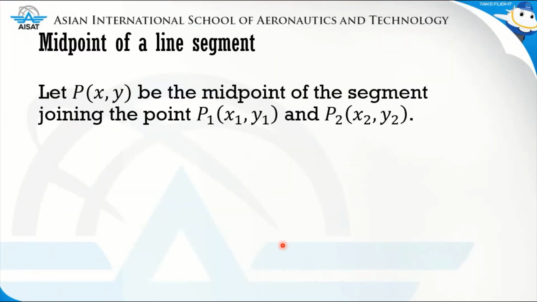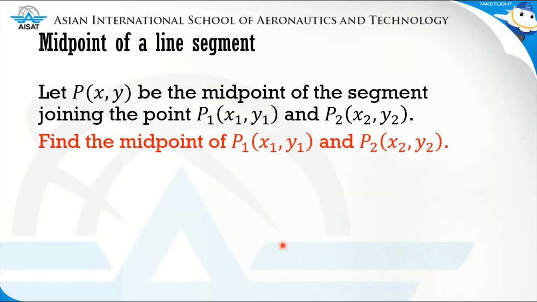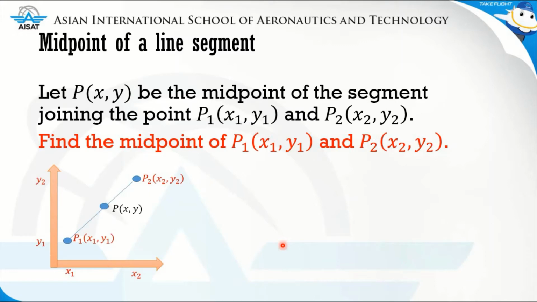Now let us try to find the midpoint of a line segment. Let P, with coordinates x, y, be the midpoint of the segment joining the point P sub 1 with coordinates x sub 1, y sub 1, and P sub 2 with coordinates x sub 2, y sub 2. Find the midpoint of P sub 1 and P sub 2. So let us consider this figure. We have here the first point with coordinates x sub 1, y sub 1, and our second point, P sub 2, with coordinates x sub 2, y sub 2.